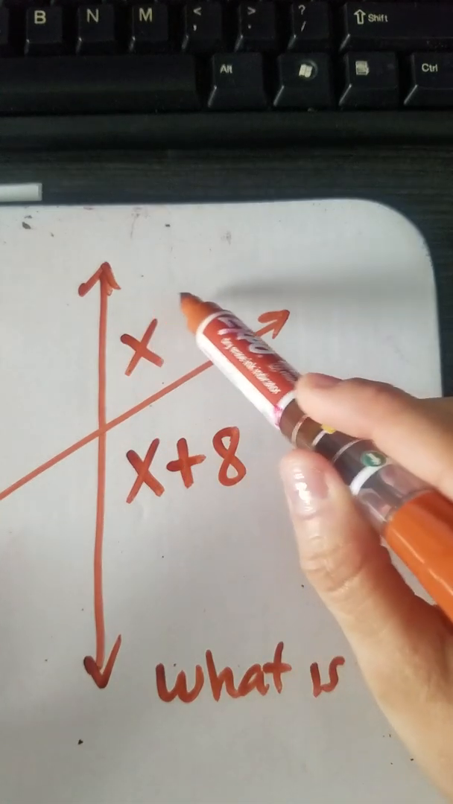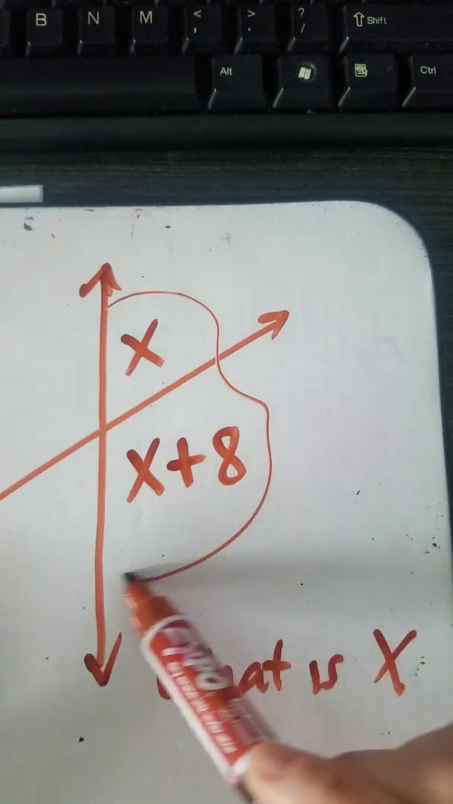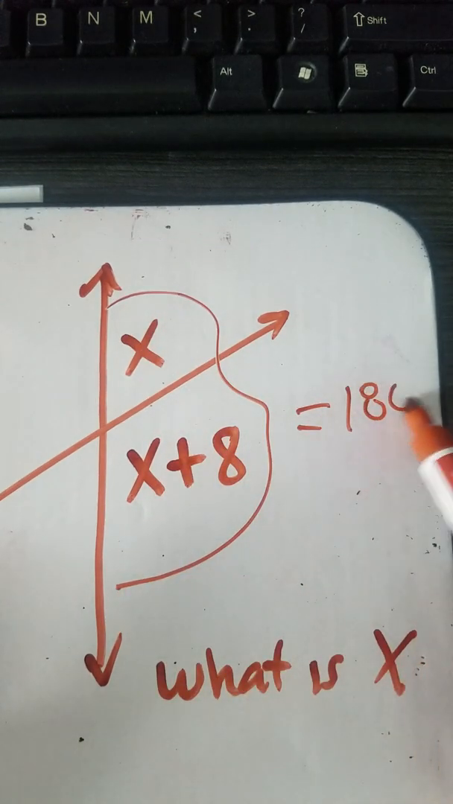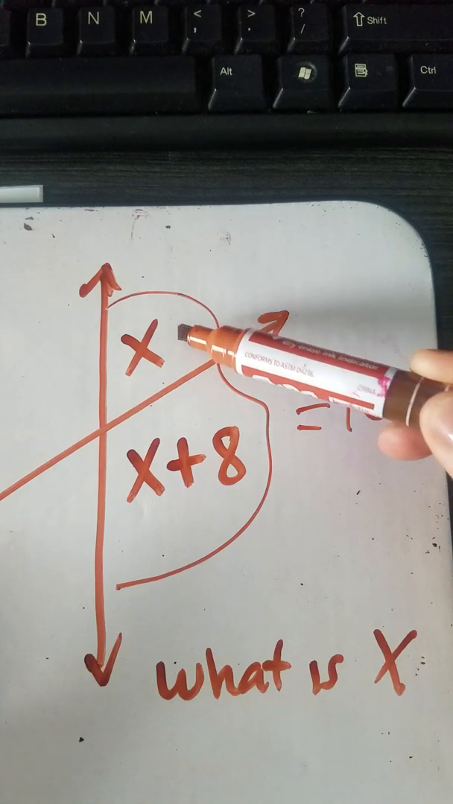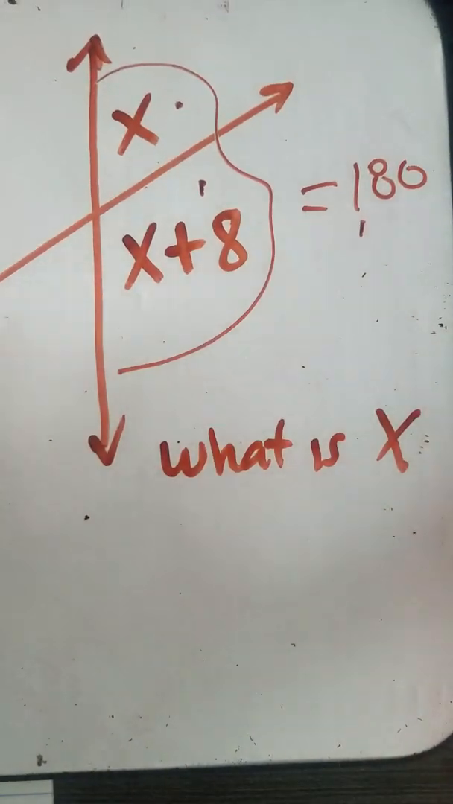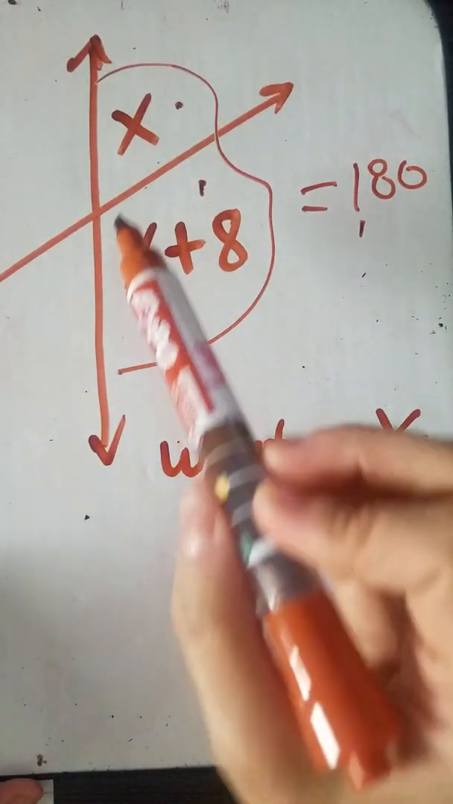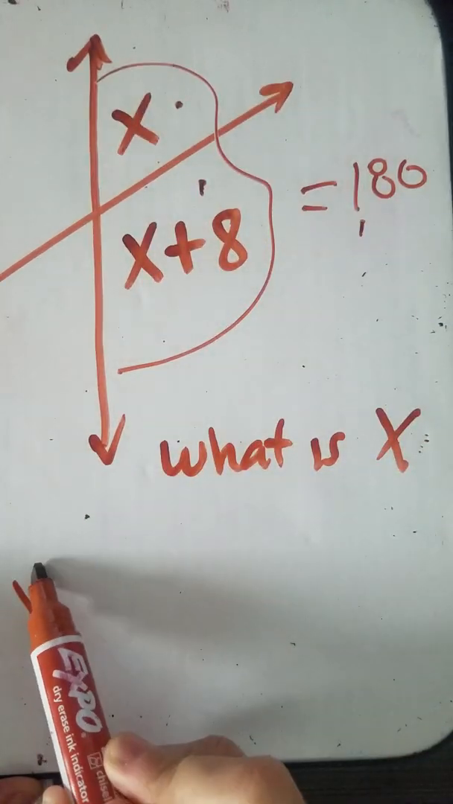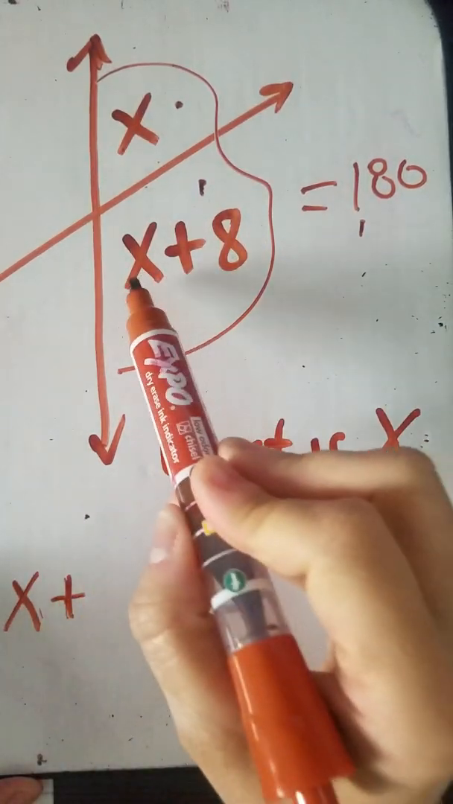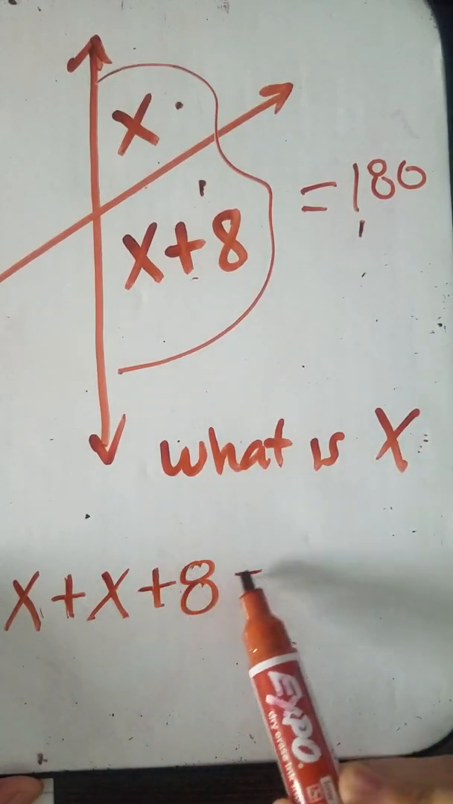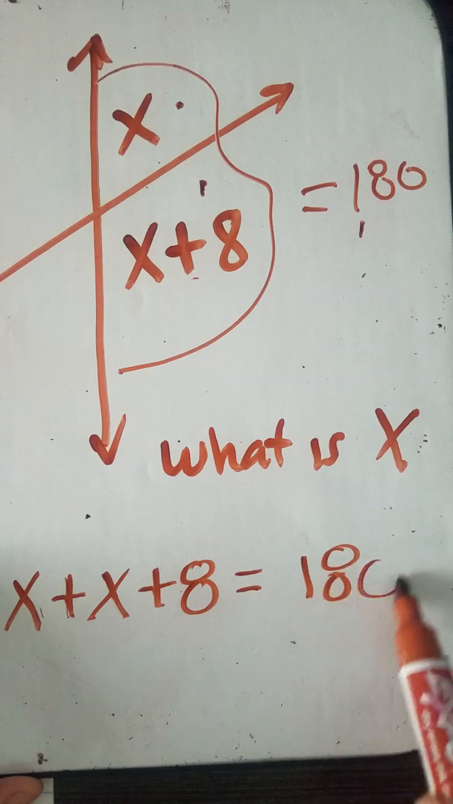Well, we know that this has to be 180, right? So we know this plus this has to be 180. Now, once you get that, then it's easy for you to solve, because we already know all this has to equal 180. So you just write it here: x plus 8, x plus 8 has to be 180.